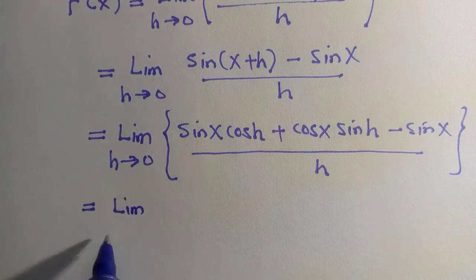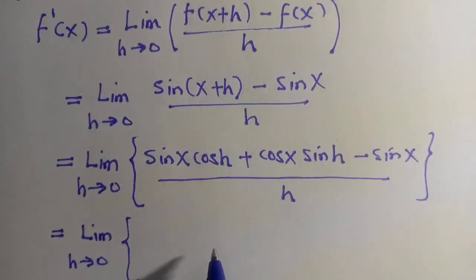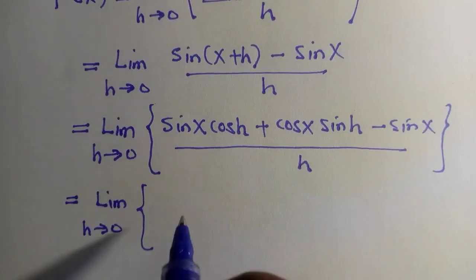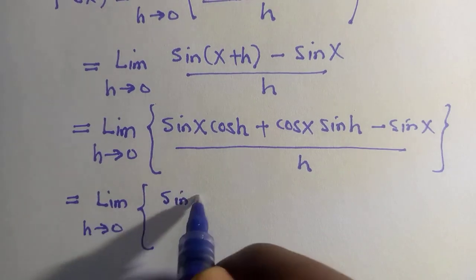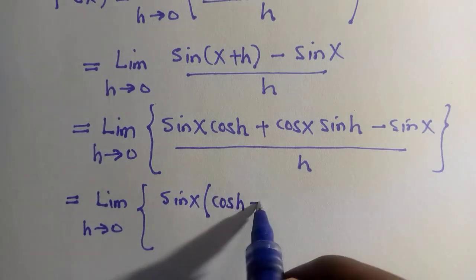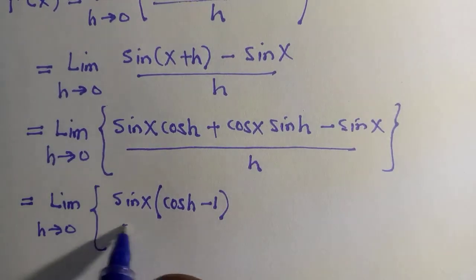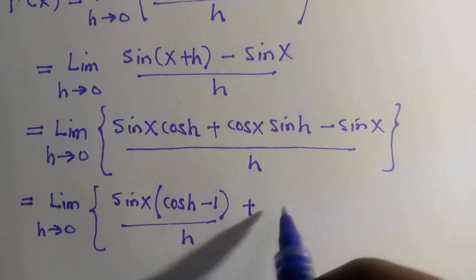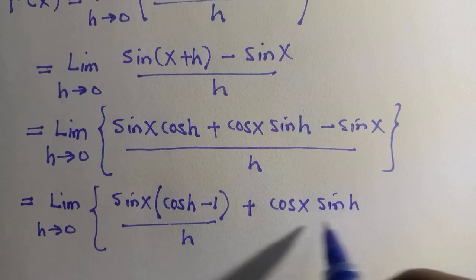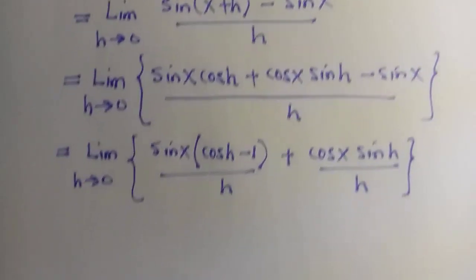And the next thing we are going to do is combine the term having the negative, which is sine x, with the first one, which also has sine x, so that we can factor it out. By doing that, we have sine x out, and in the parentheses we have cos h minus 1. Then I separate them with this h, which is by division, and also we have cos x sine h divided by h.